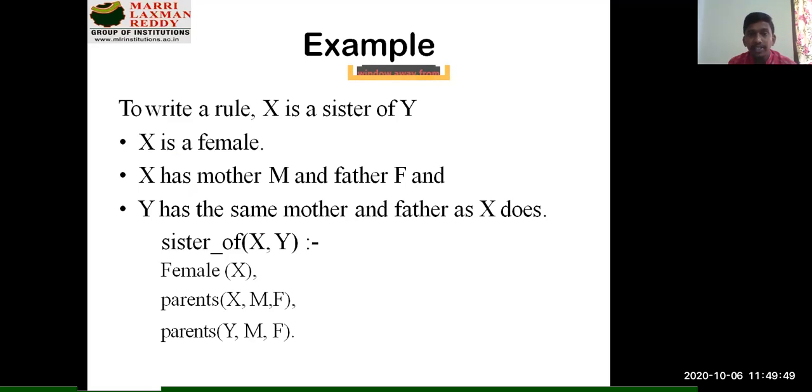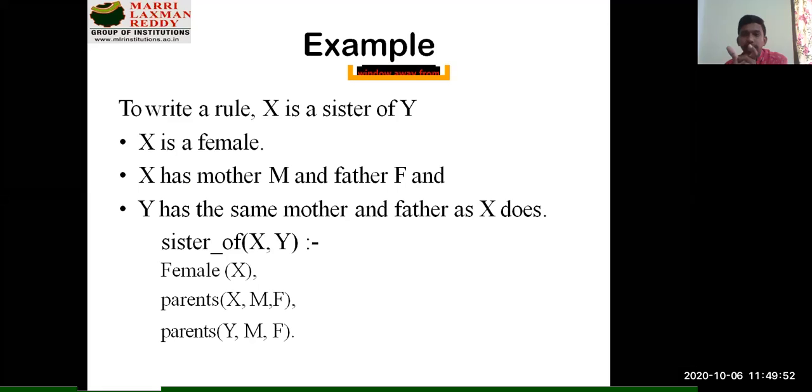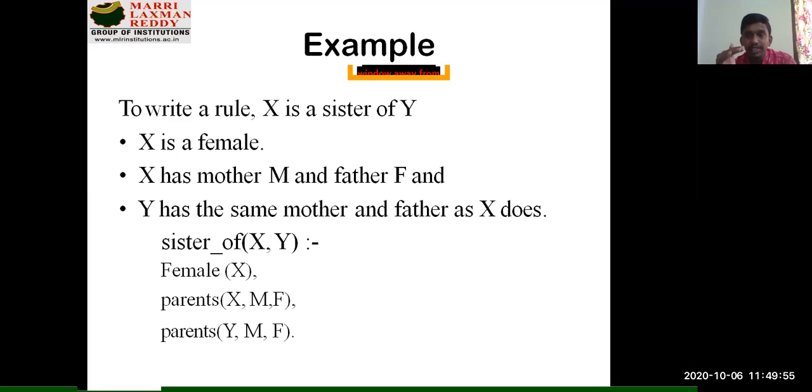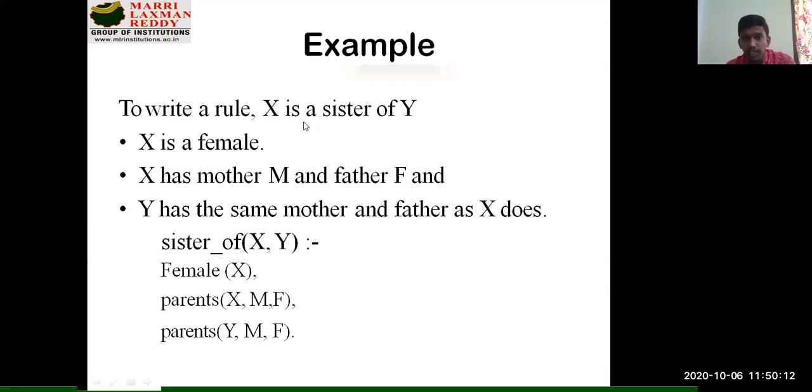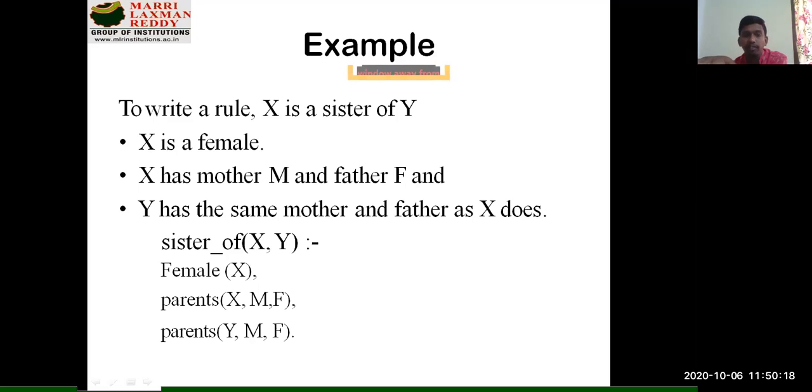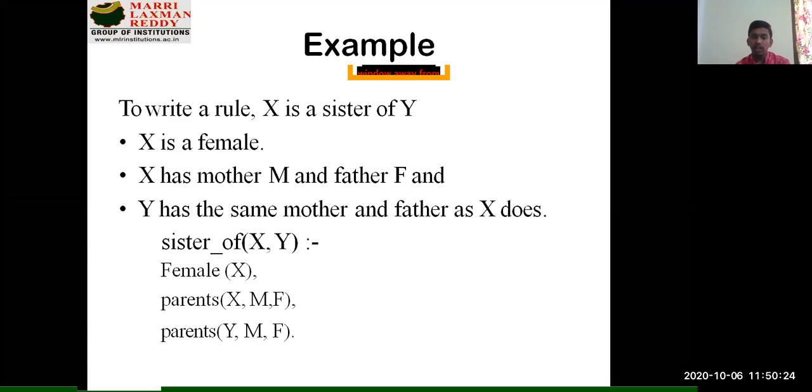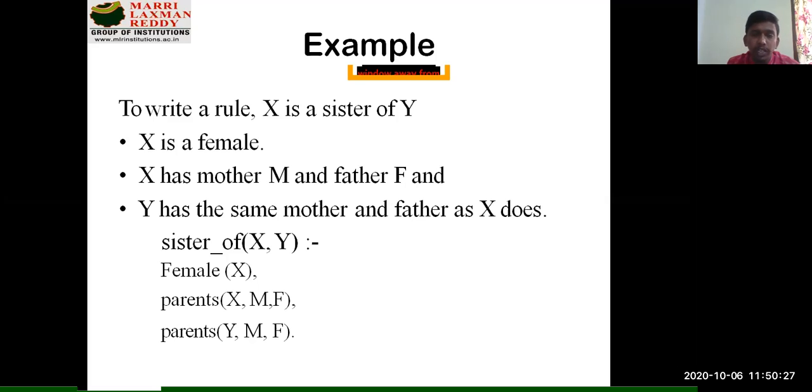So to write a rule: X is a sister of Y. This is a given statement, and I want to write it as part of my rule. X is a female because X is a sister of Y. We are not specifying whether Y is male or female, but I am giving that X is a female. X has a mother M and father F, because X has a sister, so definitely they have parents. X has a mother M and father F, and Y has the same mother and father as X, because they are sister and brother, or both sisters, so the parents might be the same.